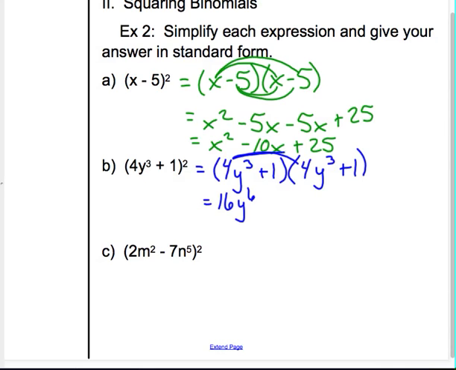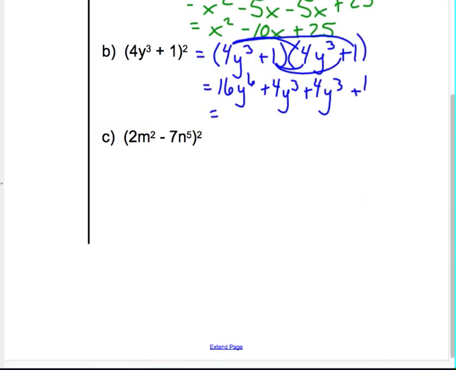And then I'm going to do 4y cubed times 1, and 1 times 4y cubed, and 1 times 1. I've got my two like terms in the middle, which will always happen when you're squaring a binomial. Those two middle terms will always be exactly the same. So we get 16y to the 6th. And then remember, when we add like terms, we add the coefficients and we leave the variable alone. And then our plus 1.